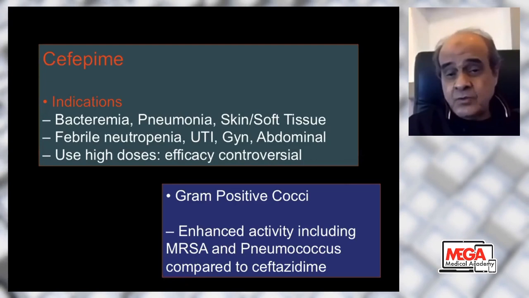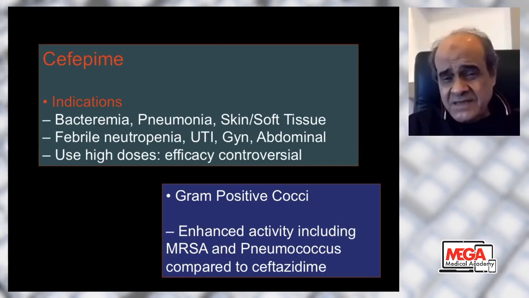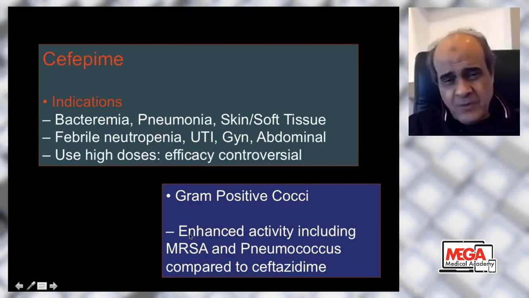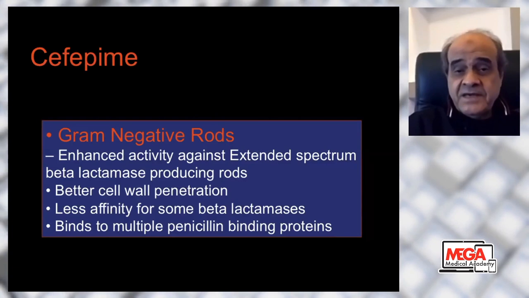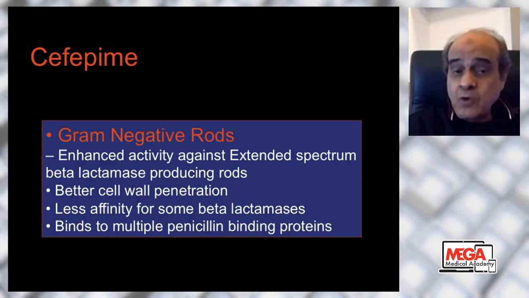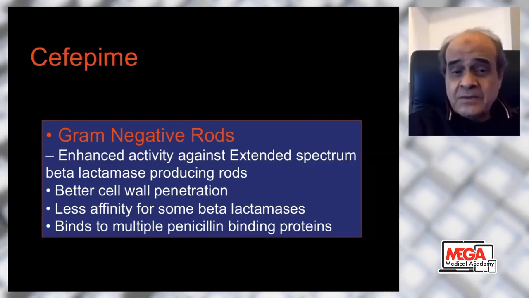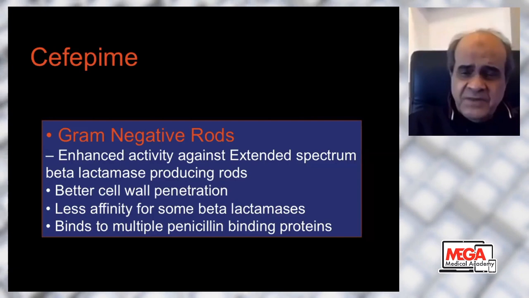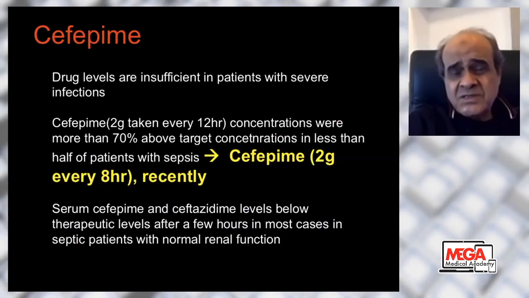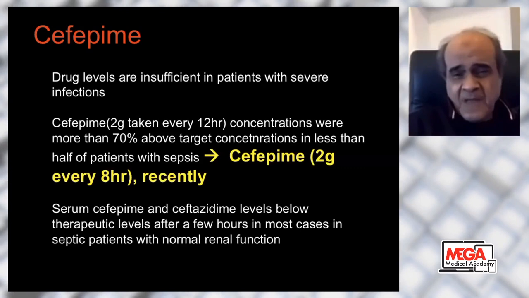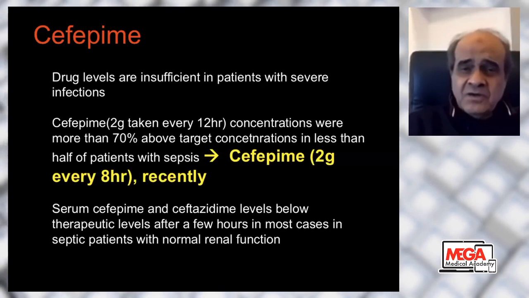The enhanced activity for MRSA is questionable, really, and there is some research on using it with vancomycin for an enhancing action against MRSA infection. Cefepime also covers gram-negative rods, with enhanced activity against extended-spectrum beta-lactamase-producing rods, better cell-wall penetration, less affinity for some beta-lactamases, and it binds multiple penicillin-binding proteins. It is a very good drug, and we sometimes depend on it over the others. Cefepime drug levels are insufficient in patients with severe infection. Always in severe infection, the drug doses need to be increased, especially cefepime, ceftazidime and vancomycin. We increase cefepime to 2 grams every 8 hours for highly septic patients.